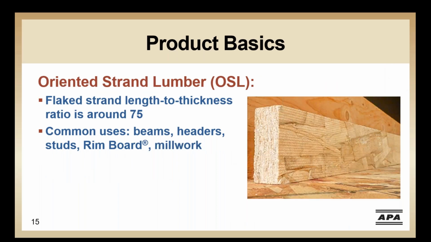OSL, or oriented strand lumber, is another member of the structural composite lumber family that is also commonly used for beams, headers, studs, rim boards, and sometimes millwork. Similar to LSL, the strands are not cut from veneers, but use smaller strands than their LSL cousin. The length to thickness ratio for OSL is around 75 to 1, so strands are typically 1/8 of an inch by 1 inch wide by approximately 6 to 7 inches long.